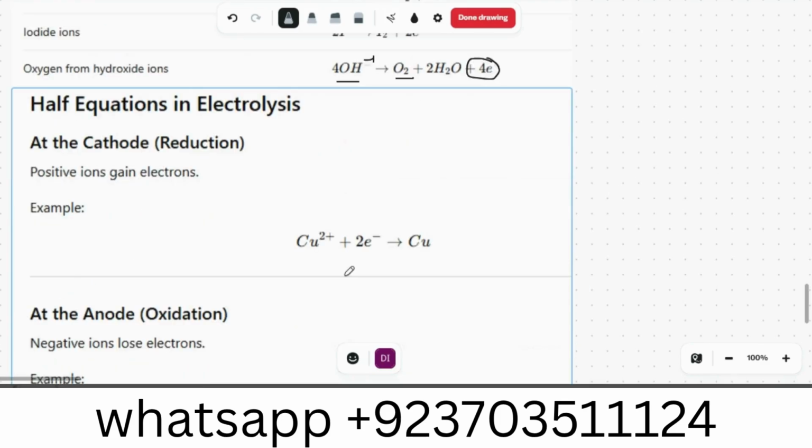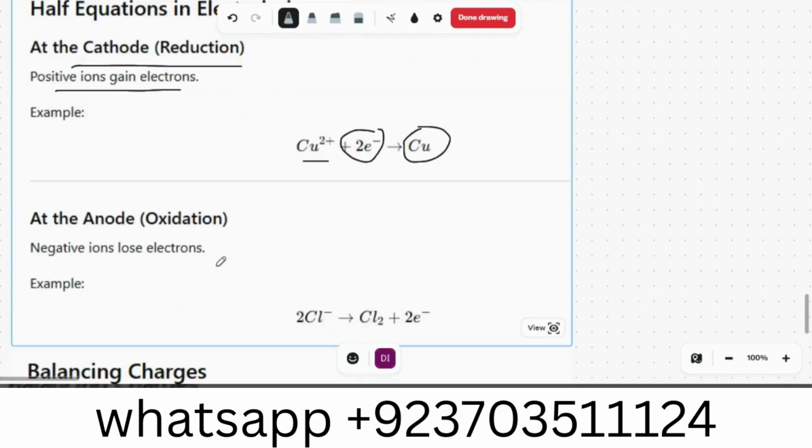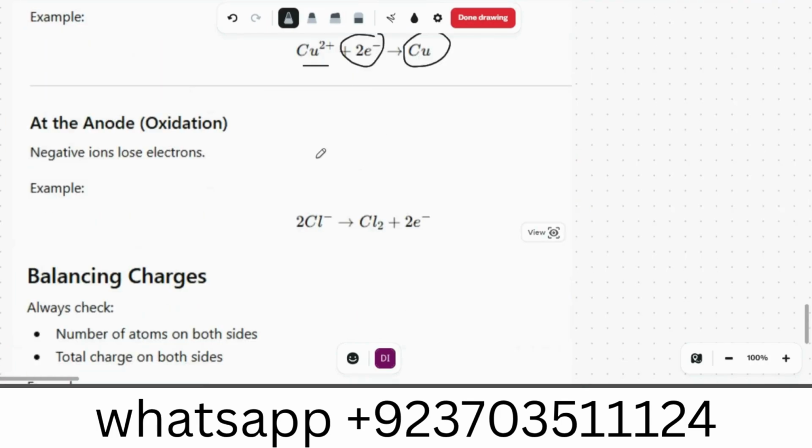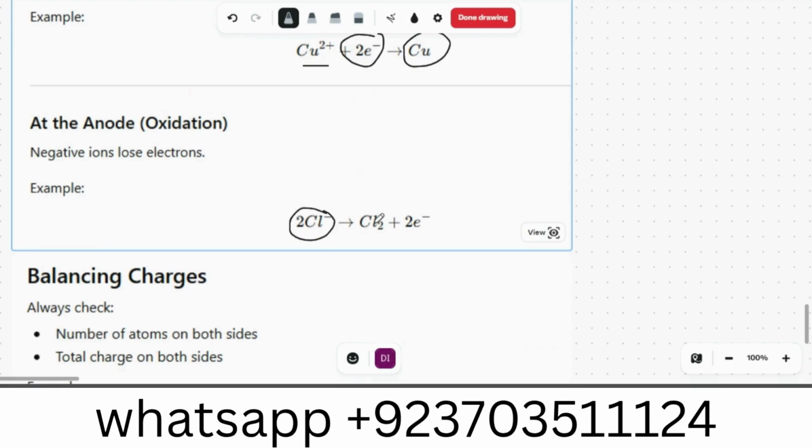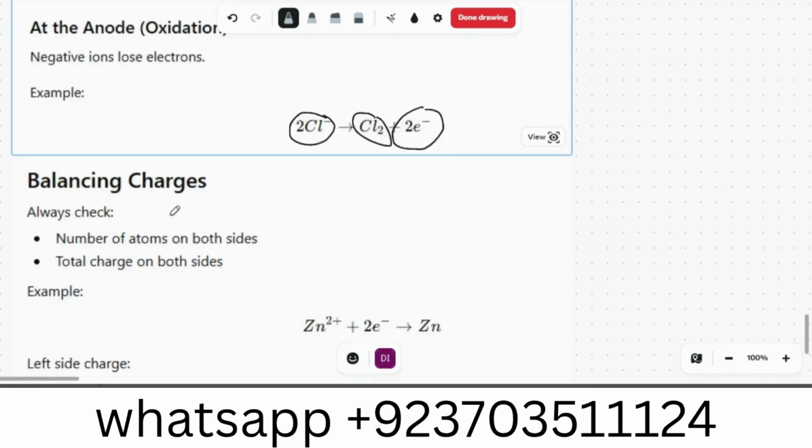Half equations in electrolysis. At the cathode, what is happening? Positive ions gain electrons. Copper ions will move to the cathode and gain 2 electrons from there and make copper. That's how we get pure copper. At the anode, chloride ions will move toward the anode and give us chlorine gas plus 2 electrons. That movement of electrons is what results in electricity.